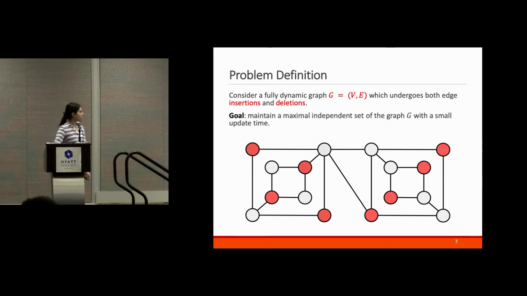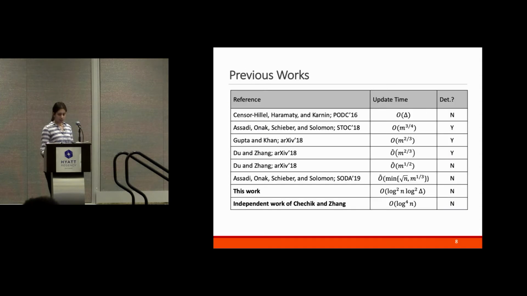Now let's see how edge deletion works. If I delete this edge, nothing changes in my MIS. But if I delete this one, I have to add a vertex to make it an MIS. OK, so this problem has been extensively studied during the past years.